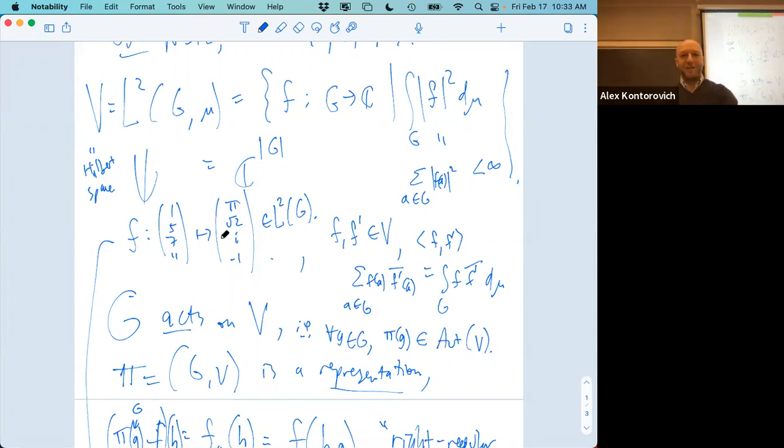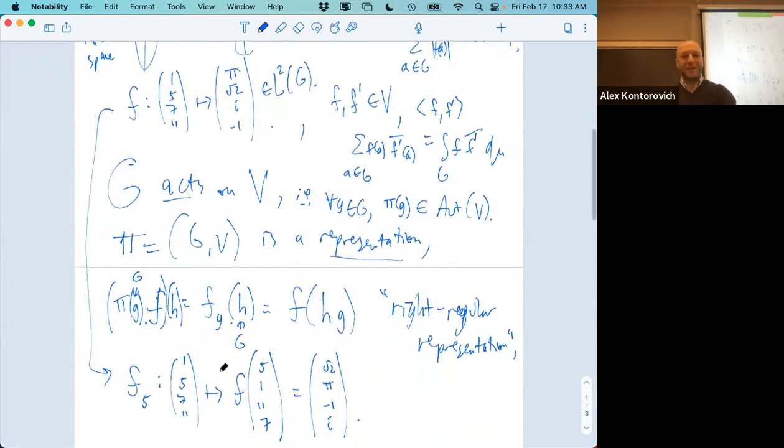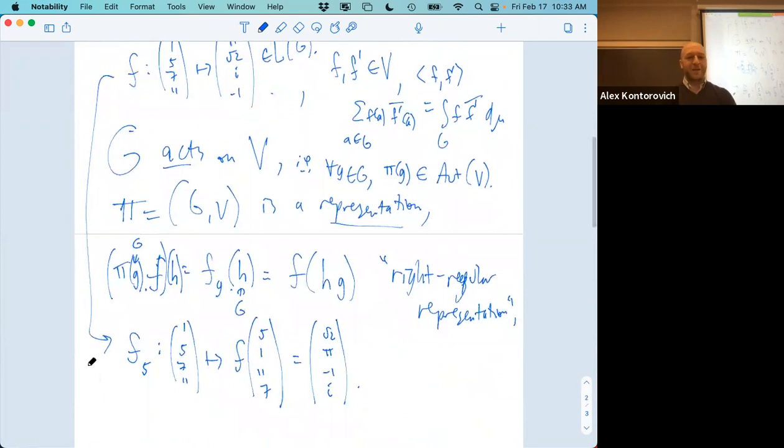Okay, so I took this function F, which I made up at random. Here's what the element 5, so this we could also write as pi 5 F, is: a new function, F sub 5. It takes 1, 5, 7, 11 and maps it to these complex numbers.